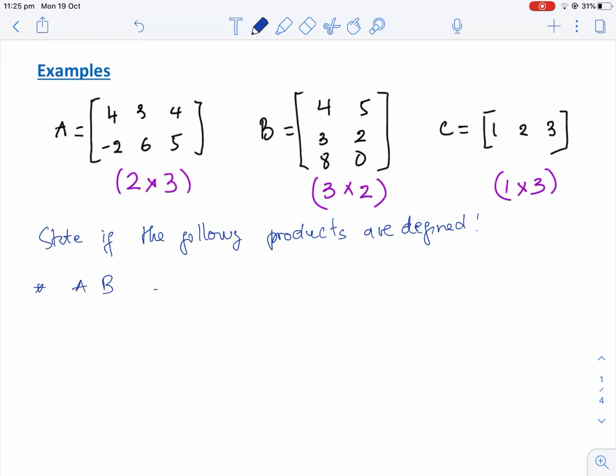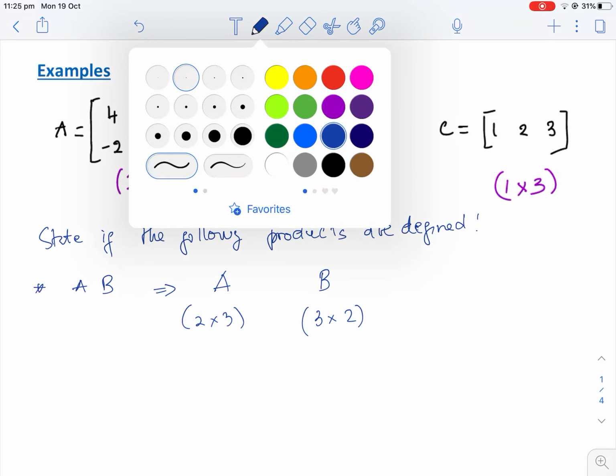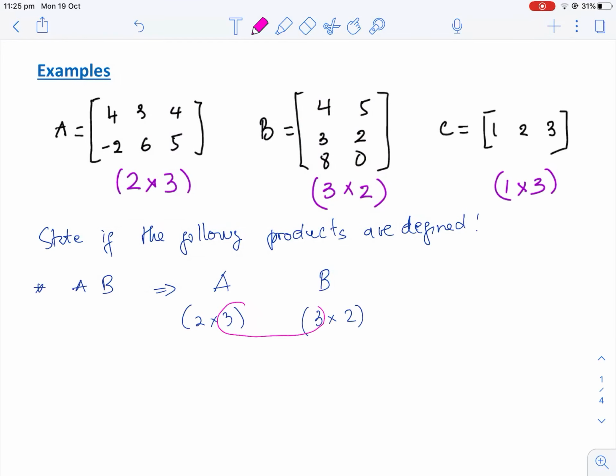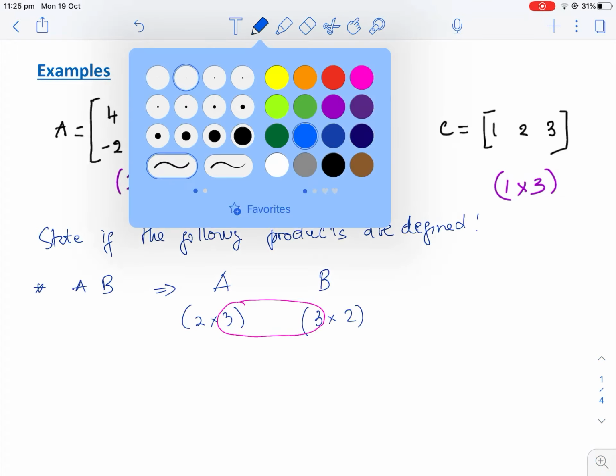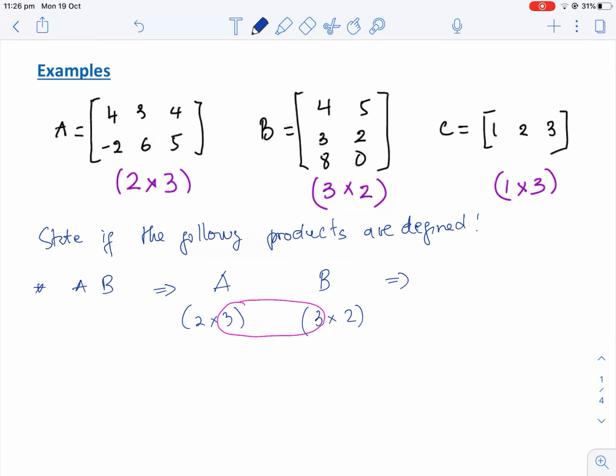So for A times B, we write that down. A is here, B is here. The order of A is 2 times 3, the order of B is 3 times 2. Just write that down, and then we circle the inner numbers, 3 and 3. When the inner numbers are exactly the same, in this case 3 and 3, then it means definitely the product of A and B is defined.